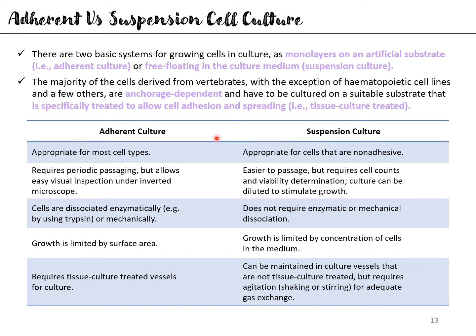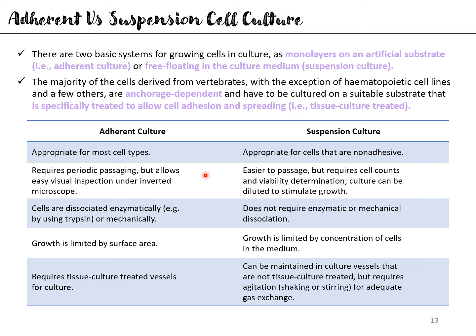So if we are to look at a table of differences between the two types of cell culture, adherent cell culture is appropriate for most cell types, whereas suspension cell culture is appropriate only for cells that are non-adhesive in nature. Adherent cell culture requires periodic passaging or subculturing, but allows easy visual inspection under the inverted microscope. You can simply take your glassware or plasticware, which can be either a petri dish or multi-well plates or a flask, like those flattened flasks that we were seeing in images so far, put it under the microscope and visualize the cells.